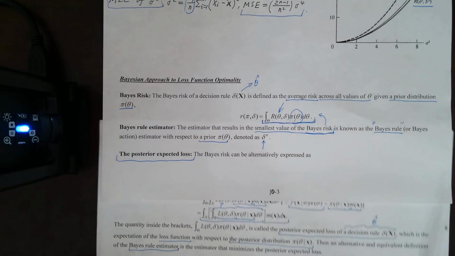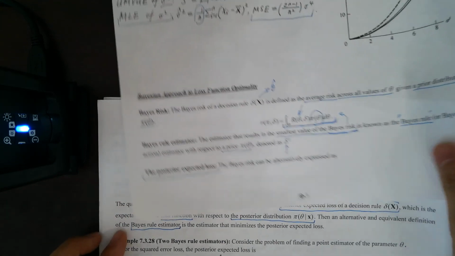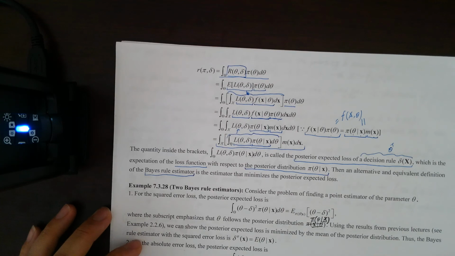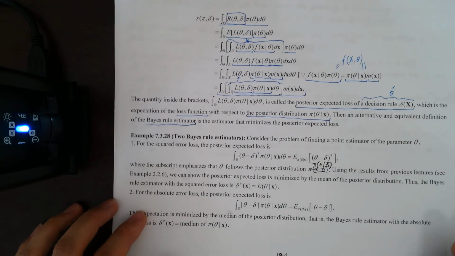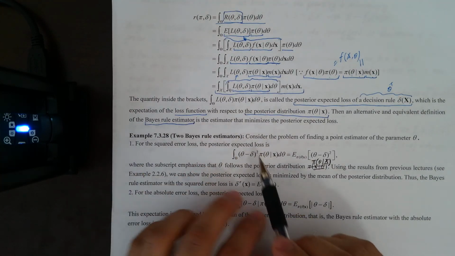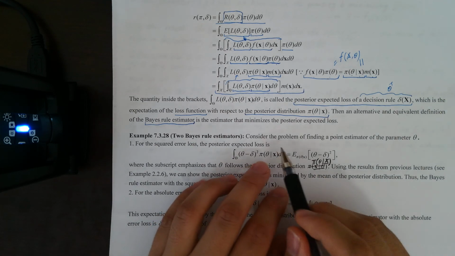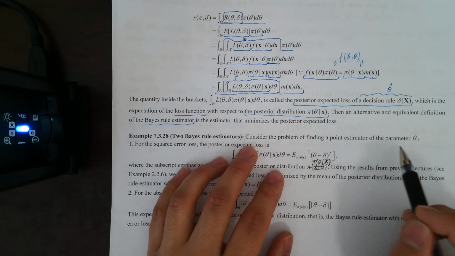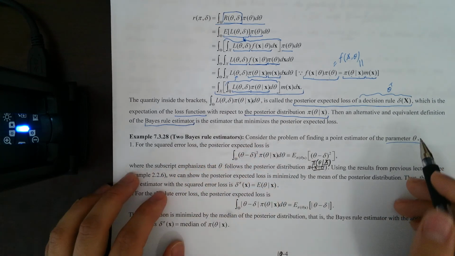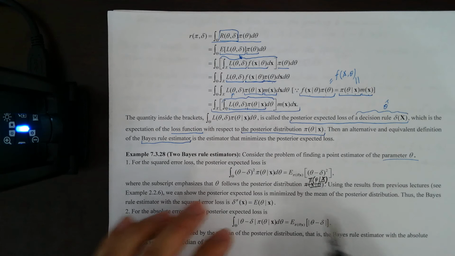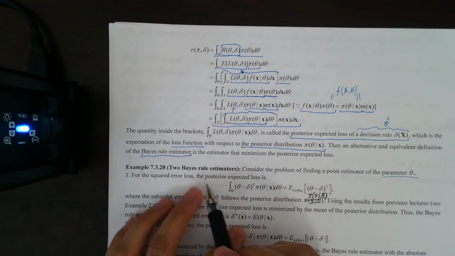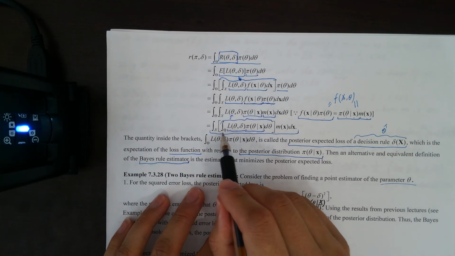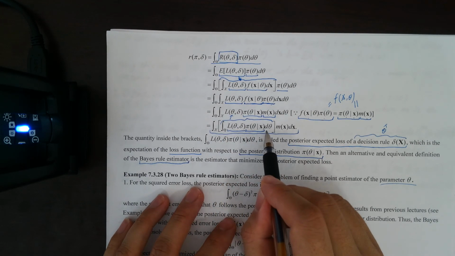Now let's look at some real examples about how to find this Bayes rule estimator. We have the example here. Let's consider finding a point estimator of the parameter theta. Remember that we want to find the Bayes rule estimator that minimizes this posterior expected loss.